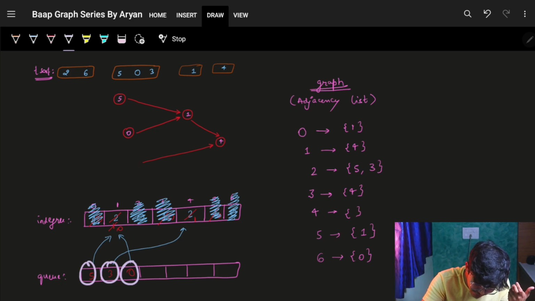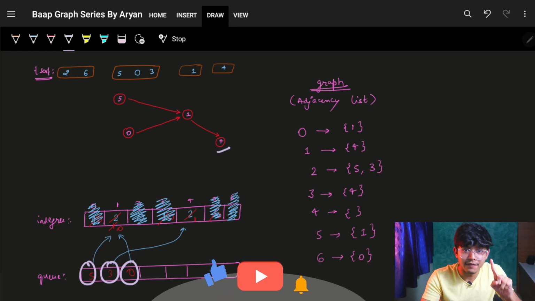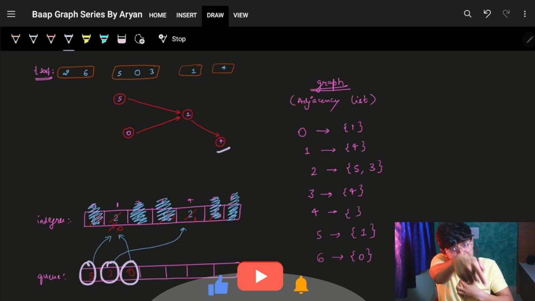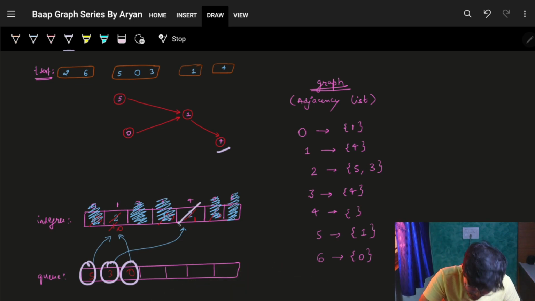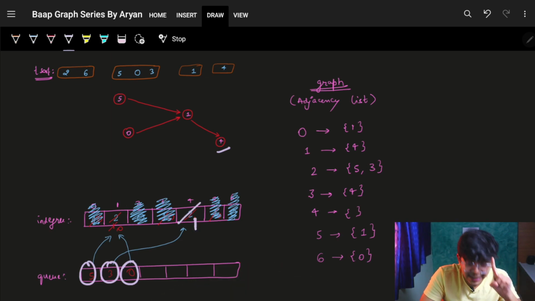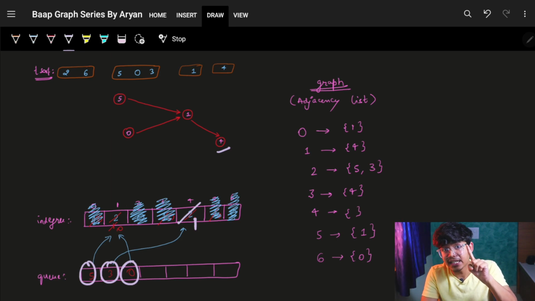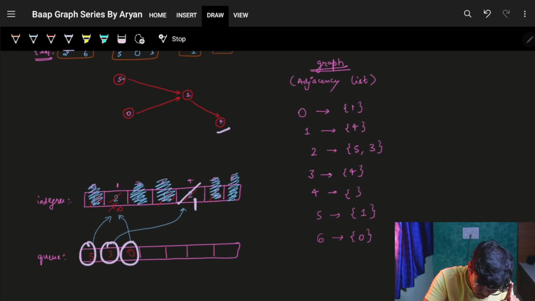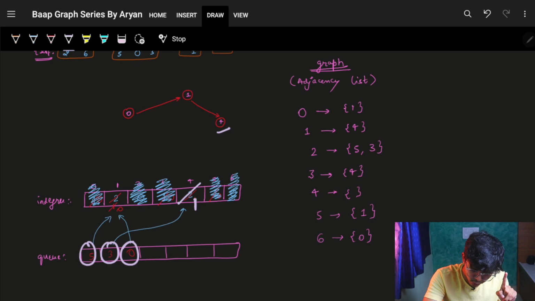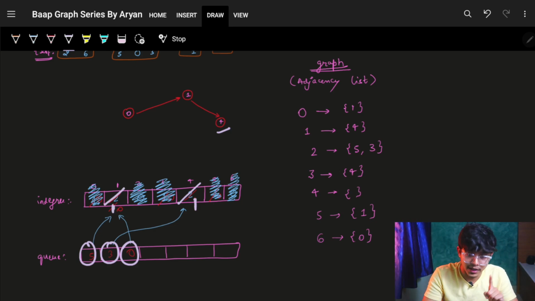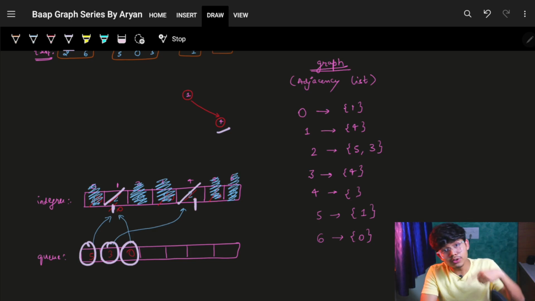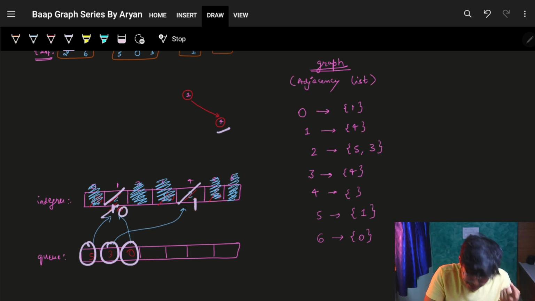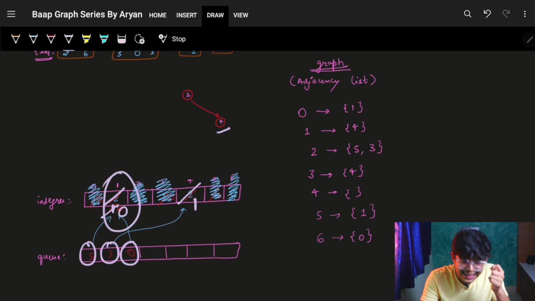Okay, if 3 will go, then 3 will reduce the in degree of 4 by 1, only by 1, because 3 has only 1 edge to 4. So it will reduce my in degree of 4 by 1. Still, 4 will have 1 in degree remaining. My 5, as it goes, it reduces 1's in degree by 1. 0 also reduces 1's in degree by 1. In the next step, you will see 1's in degree has now become 0.